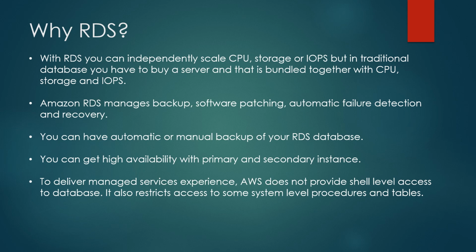You can schedule automatic and manual backups on your RDS database. We will discuss this in detail in the upcoming slides. Also, it gives the option of primary and secondary, that is master-slave configuration, for high availability. That also we will be discussing. One important point to note: since this is an AWS managed service, AWS does not provide you shell level access, and it also restricts access to some system level procedures and tables.